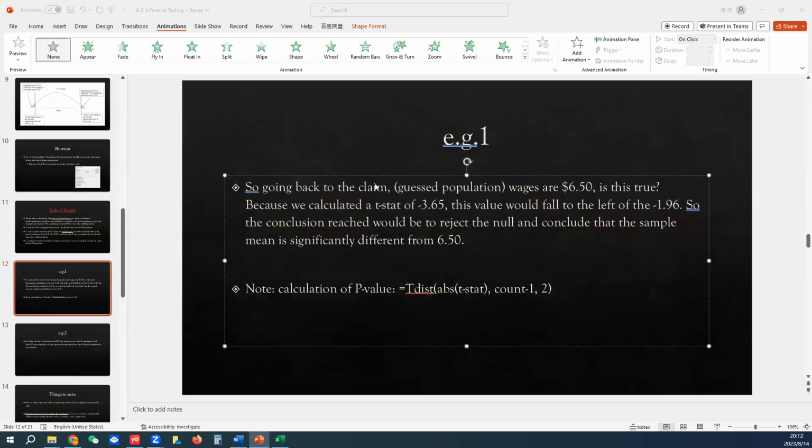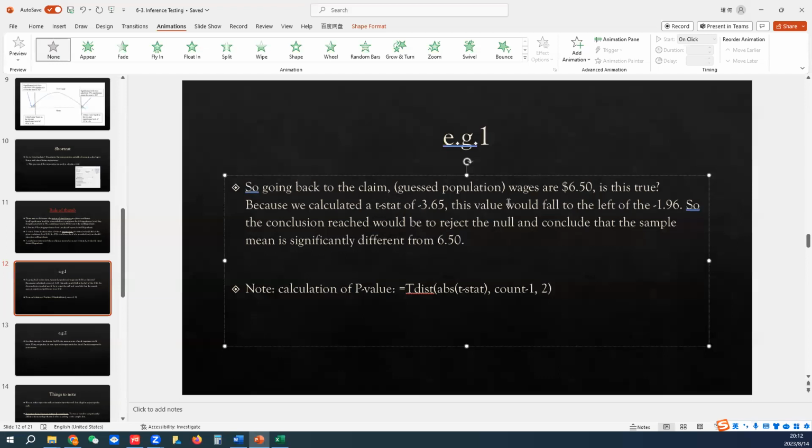So now let's practice two hypothesis examples of statistical testing, or inference testing, or statistical inference. Those actually mean the same thing. So let's look at this claim, this argument. Going back to the claim, we are to verify if the estimation of population wages at 6.5 is an acceptable claim.